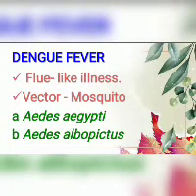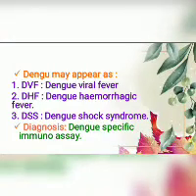Dengue fever is a flu-like illness and the vector causing this disease is the mosquito. Two types of mosquitoes: Aedes aegypti and Aedes albopictus. Dengue may appear as DVF, dengue viral fever, DHF, dengue hemorrhagic fever, and DSS, dengue shock syndrome. The diagnostic test is known as the dengue specific immunoassay.